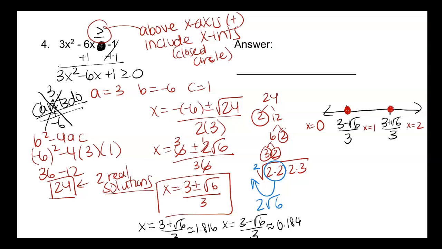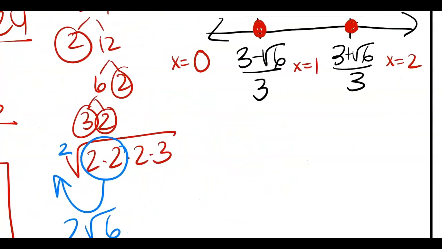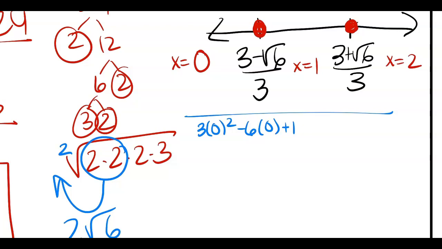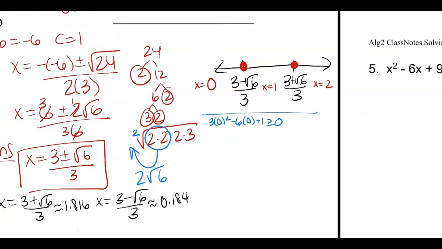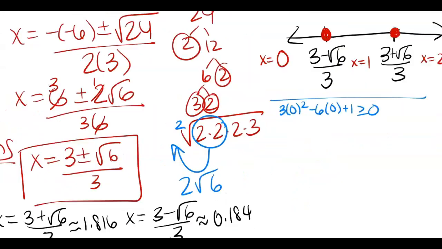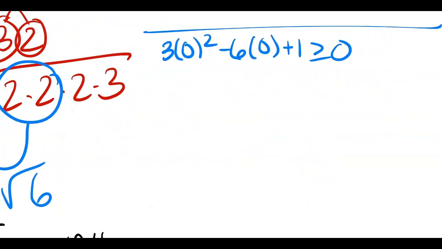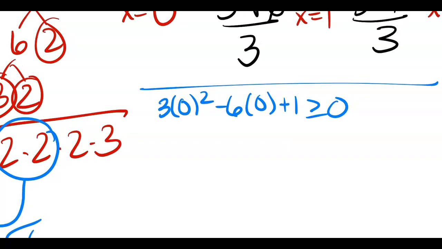And now we need to figure out, using the original inequality, we're going to use this inequality since it's already quote-unquote equal to 0, and we're going to find our answer. So over here, we're going to plug in, and I probably need some space. I'm going to break these into 3 spaces. So we're going to have 3 times 0 squared minus 6 times 0 plus 1 is greater than or equal to 0. Let me double check that it was plus 1. Yes, it was.